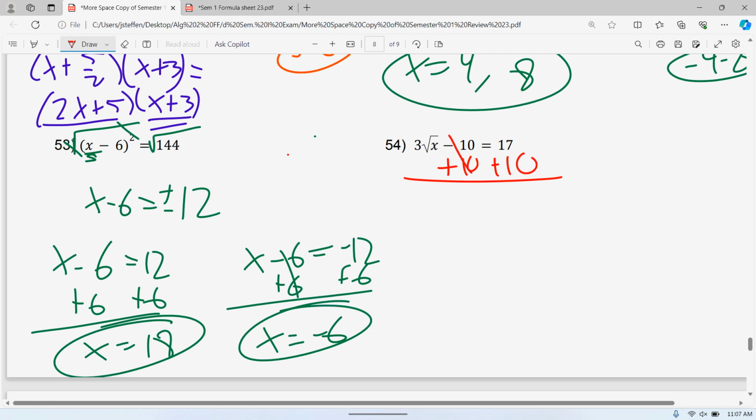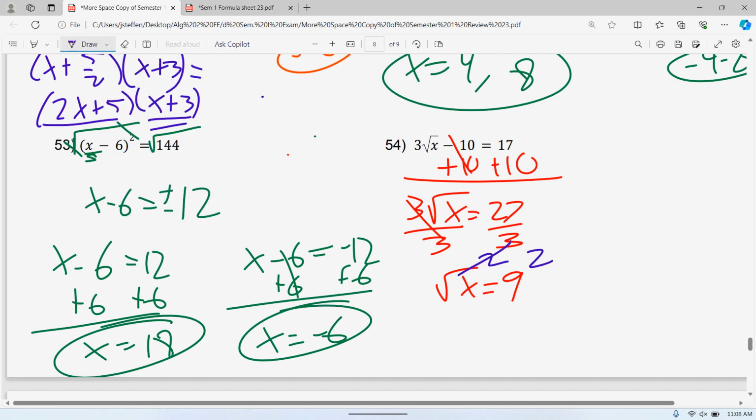The square root of x is equal to 27. Then get rid of that 3 since it's divide. The square root of x is equal to 9. Cancel out a square root. I need a squared. So you get x is equal to 9 squared, which is 81.